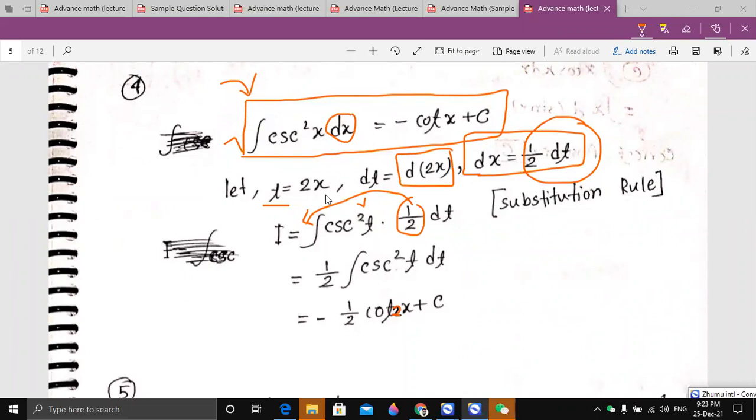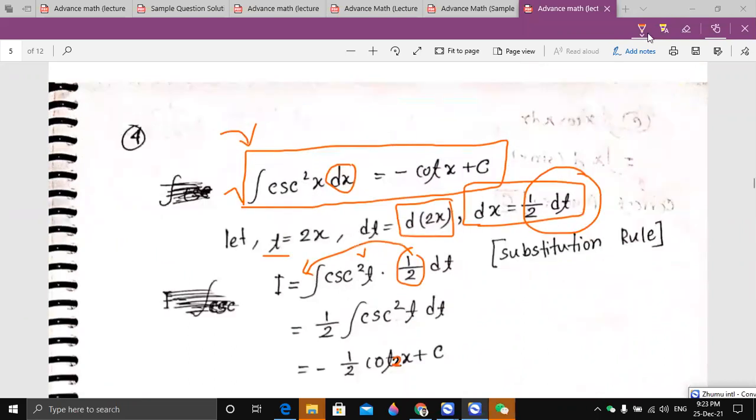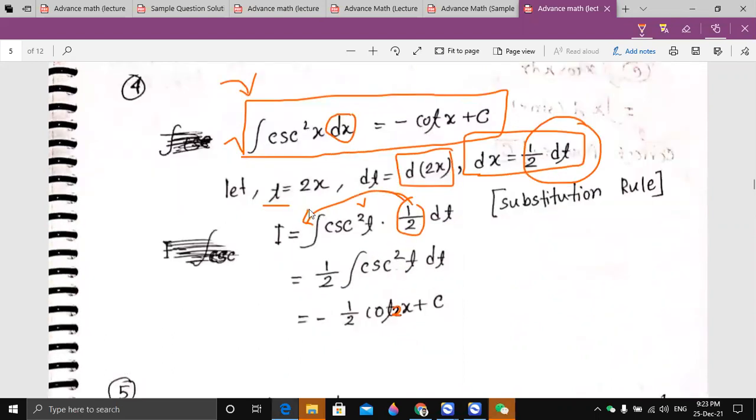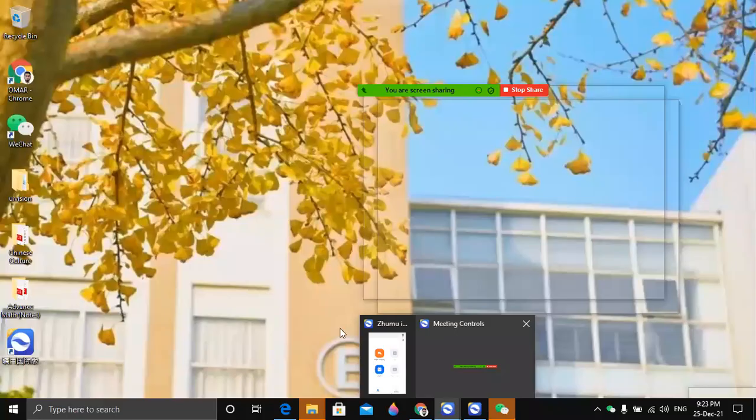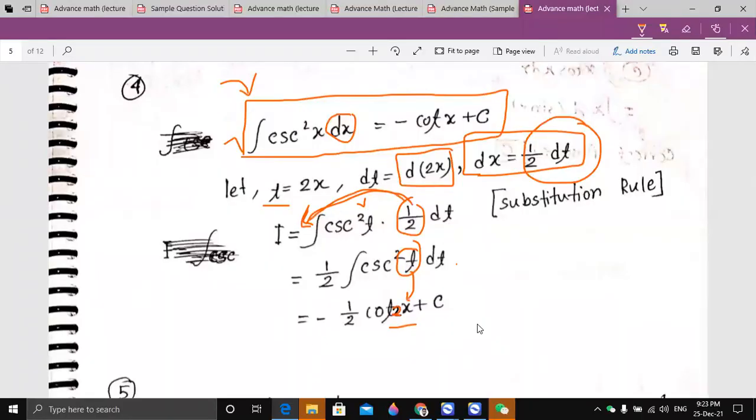So we had here the substitution rule. Now we can just take this half on the left side, so we get half integration of cosec x square t dt. We have to substitute back the value of t, that is 2x. So ultimately, the answer is minus 1 by 2 cot 2x plus c.